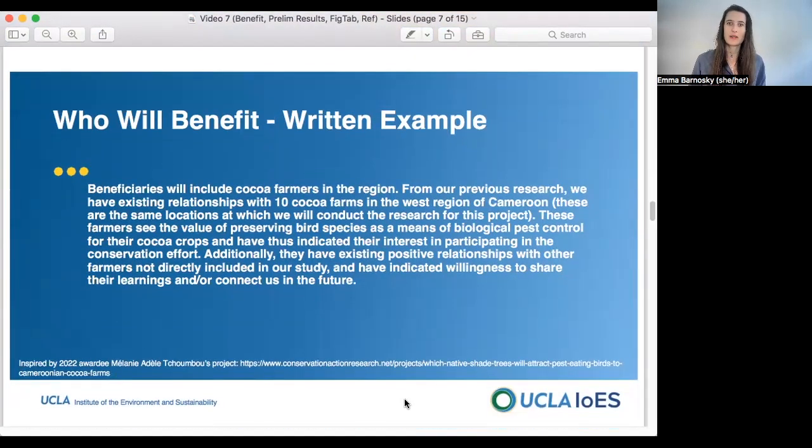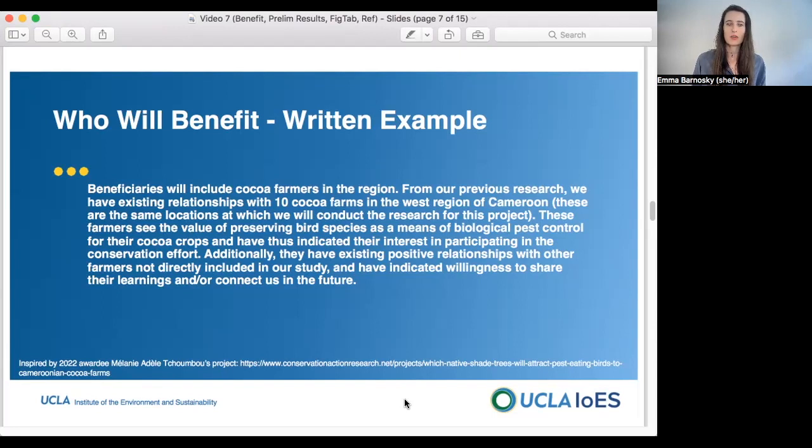Similarly, here's a written example inspired by the 2022 grant that we have been using throughout. This reads, beneficiaries will include cocoa farmers in the region. From our previous research, we have existing relationships with 10 cocoa farms in the west region of Cameroon. These are the same locations at which we will conduct the research for this project.